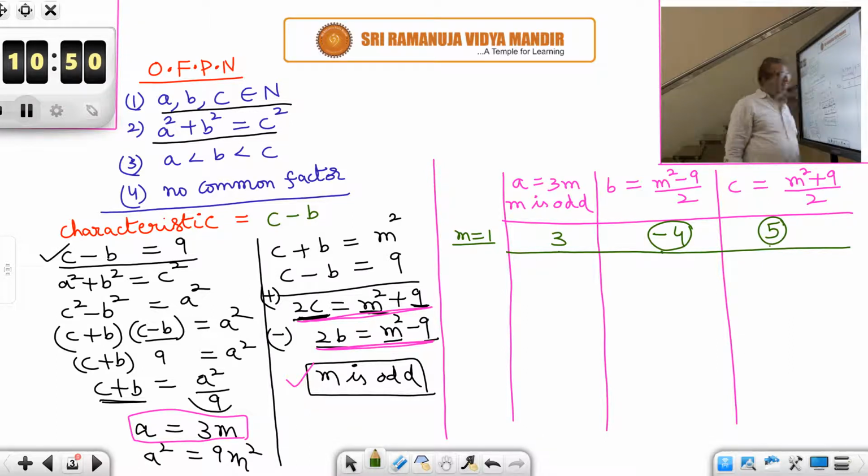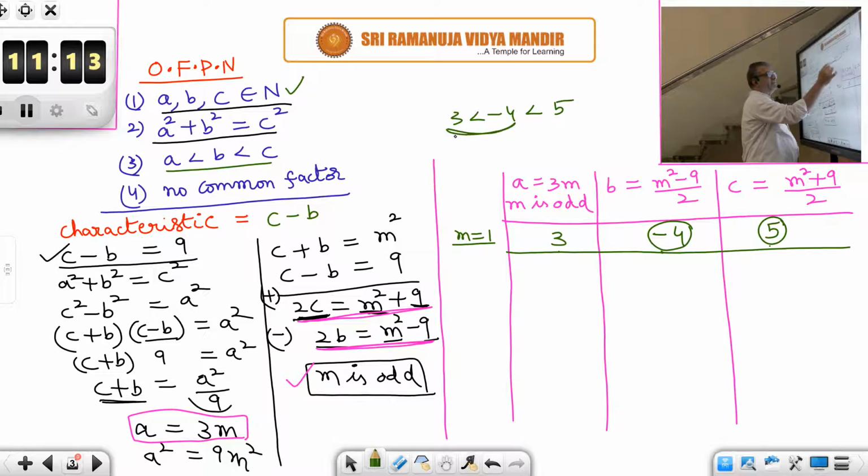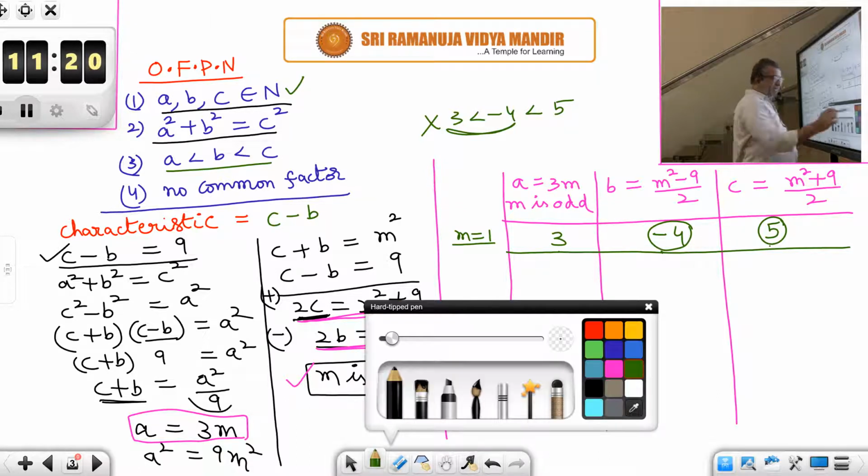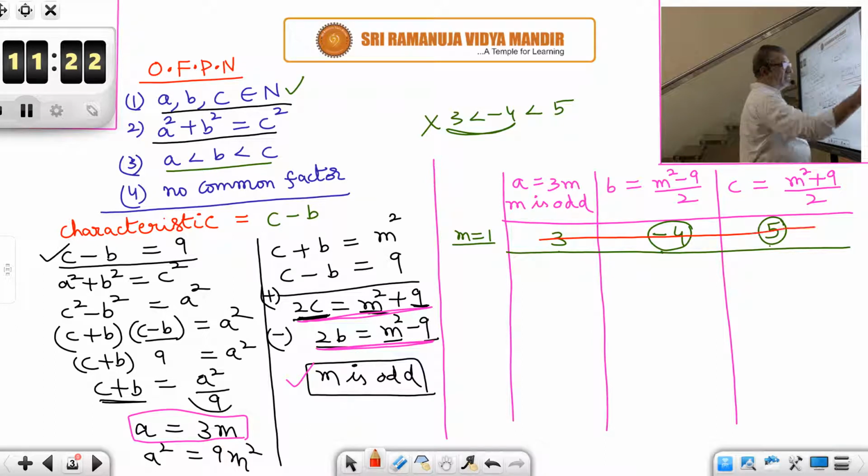That is correct. But two conditions are failing. Which are the two conditions here that are failing? A, B, C must be natural numbers. So minus 4 is not a natural number. So first condition is not satisfied. Second condition, A less than B less than C. 3 must be less than minus 4 less than 5. That is also failing because 3 is not less than minus 4. So because of these two conditions, these items we have to cancel out, they are not acceptable.